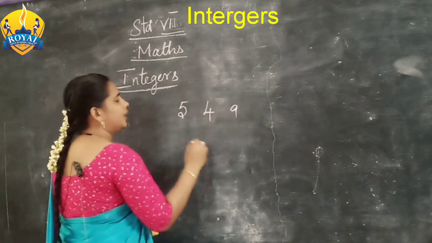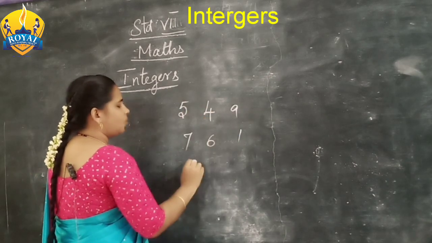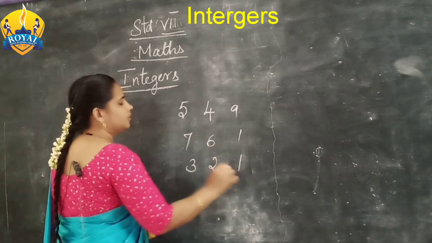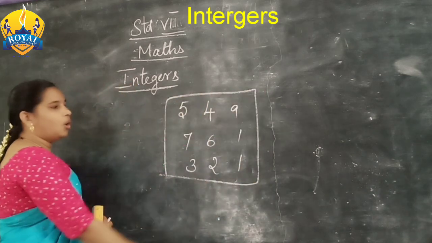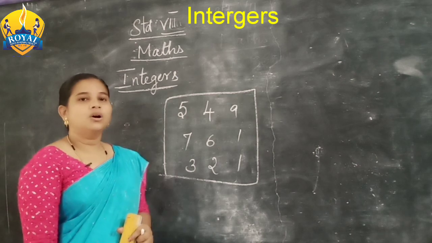Today we are learning about integers. Look at these numbers: 5, 4, 9, 7, 6, 1, 3, 2, 1. These numbers are whole numbers.